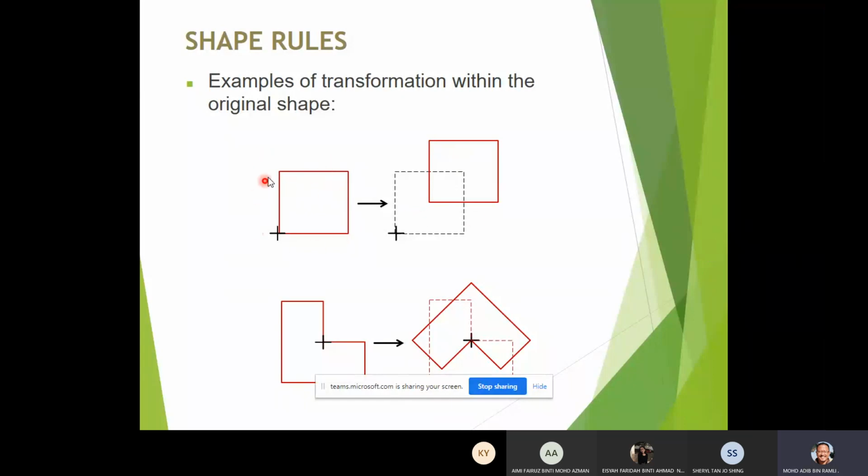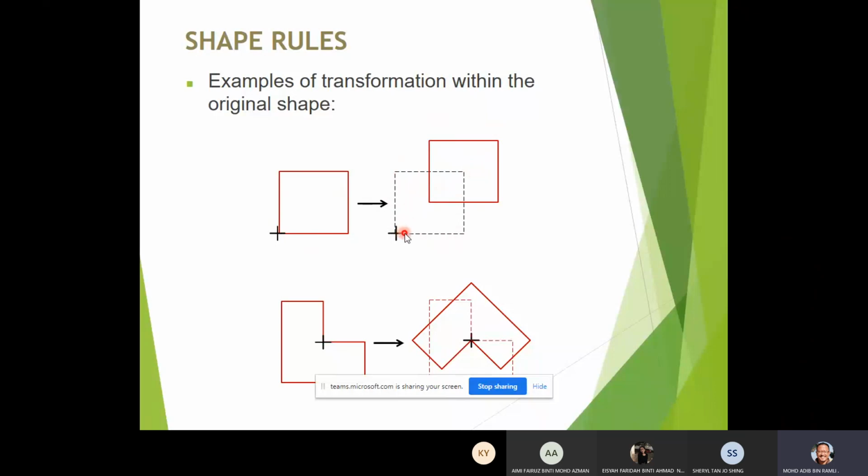This is the original shape. This is just a label to identify or to mark the position of the original shape. And then after transformation, basically what happened is, instead of adding a new square, you just move the original square from its original position towards a new position. Okay, so basically this is a move, but you need to control the movement as well.